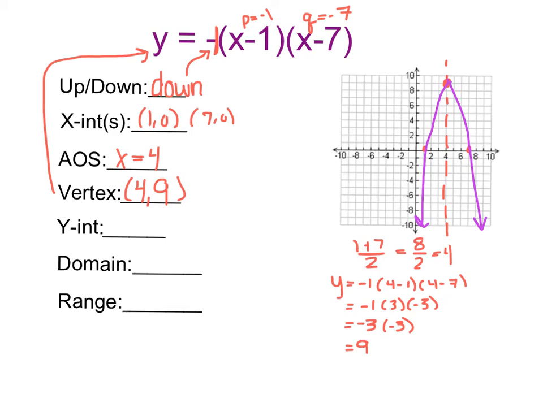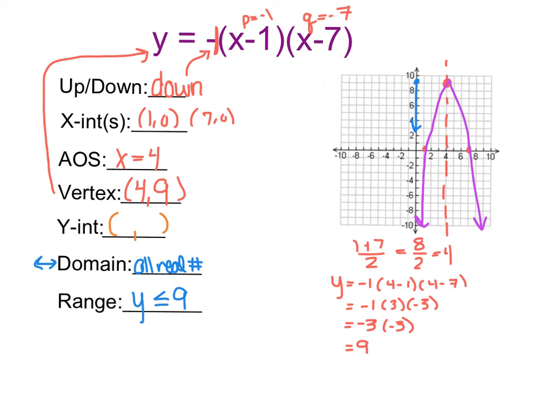So now I just need to identify some of that key information at the bottom. I see that my graph's going forever to the left and the right, so my domain is all real numbers. My range starts up here at 9 and then goes down, so I have y is less than or equal to 9. And then lastly, I need to calculate my y-intercept point, which I can't necessarily see right now, but I can calculate.